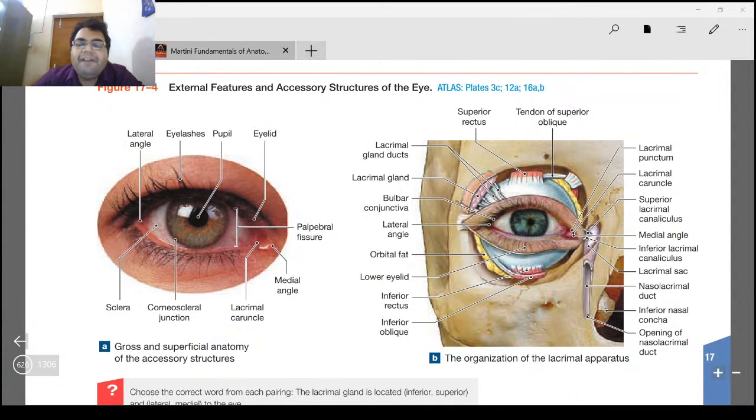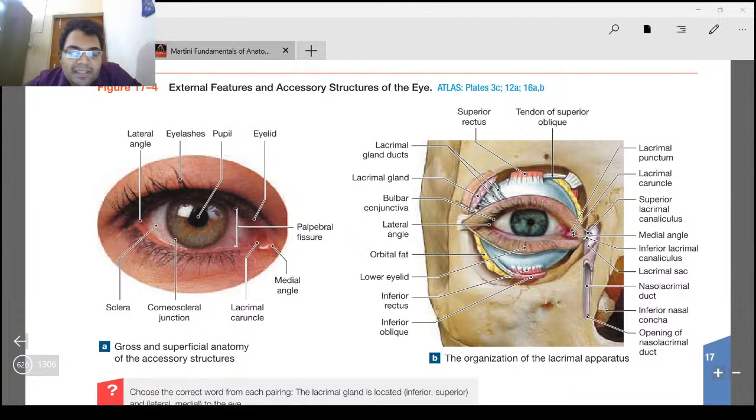Sometimes we have inflammation in the epithelium, which is known as conjunctivitis, that many of us may have suffered from. It is also known as pink eye, an inflammation of the conjunctiva. The most common sign is redness, which happens due to the dilation of blood vessels present deep to the conjunctival epithelium.